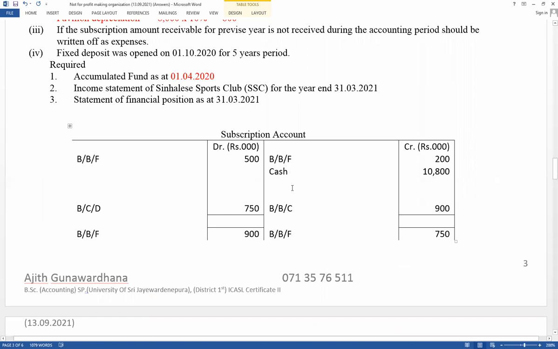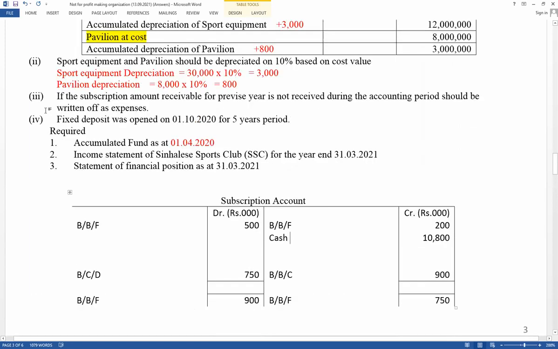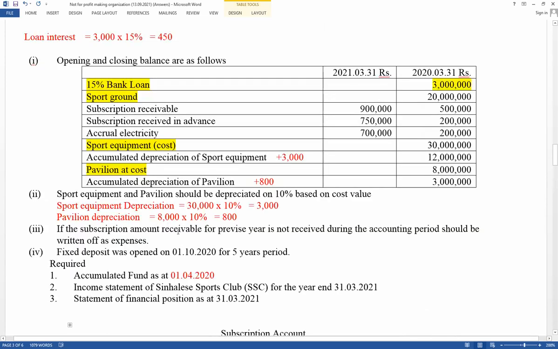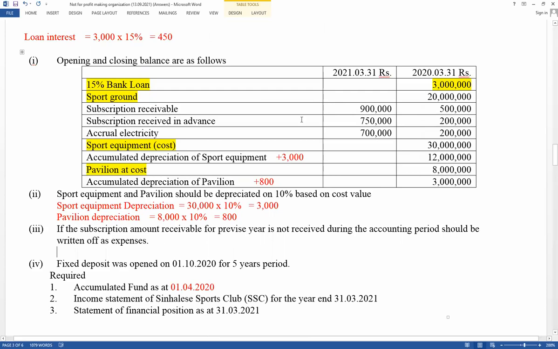Now, the subscription written off. Additional information, the third one it has given. Now read carefully the additional third one. If the subscription receivable for the previous year is not received during the accounting period, it should be written off. Very, very important. The value is not given; we have to calculate the value. If the subscription amount receivable for the previous year is not received, it should be written off.